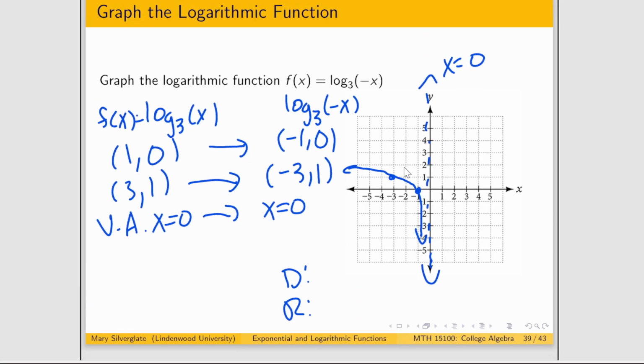When we reflect it over the y-axis, that looks a little different. Now our domain, the highest value is 0, and we're getting infinitely negative, so that goes from negative infinity to 0, but the range is still the same. We go from positive infinity to negative infinity.